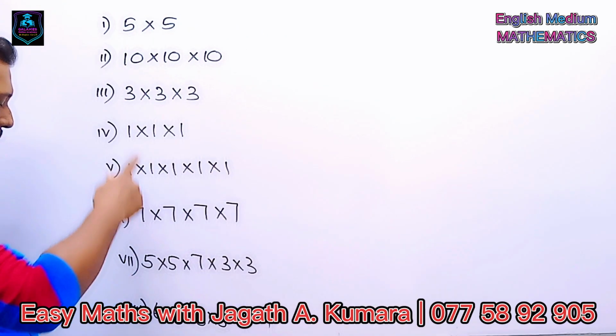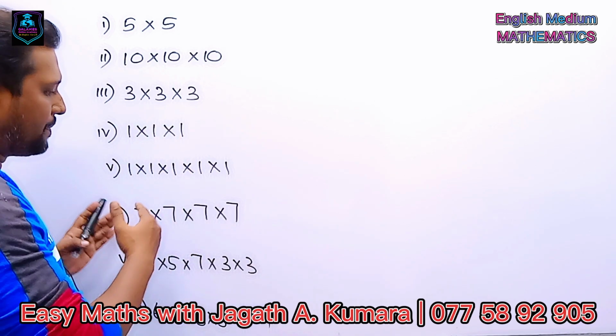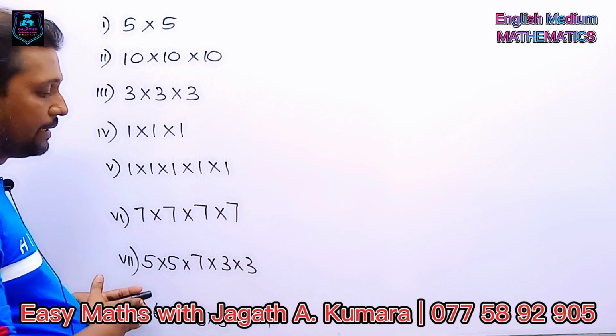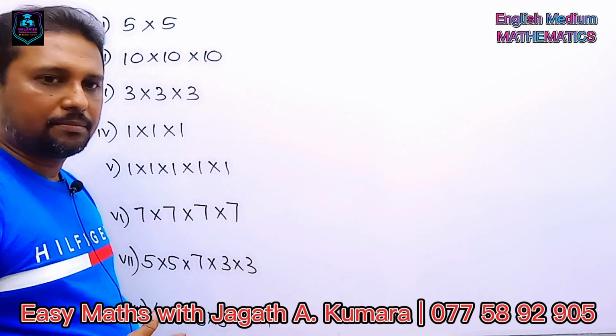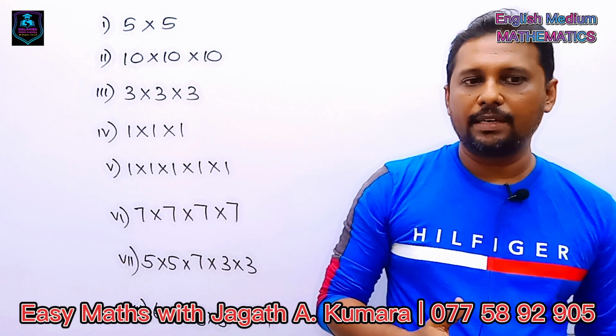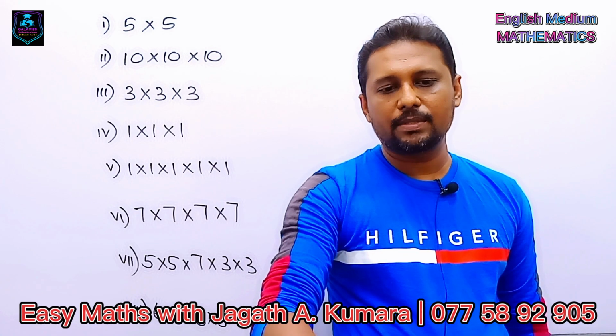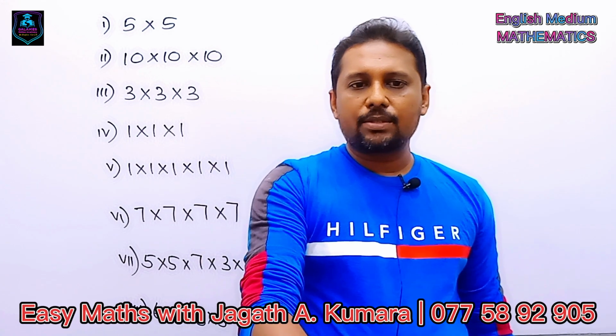Right, there are 8 parts given, expanded form given as a product. You have to write the index form, and also you have to find the values of this product. These all products you have to find the values. Right, now let's go to the first one.